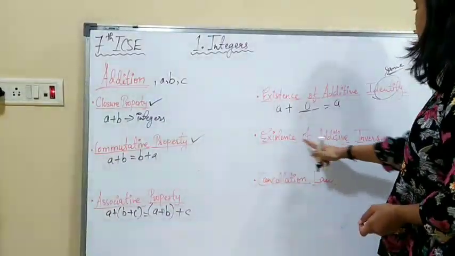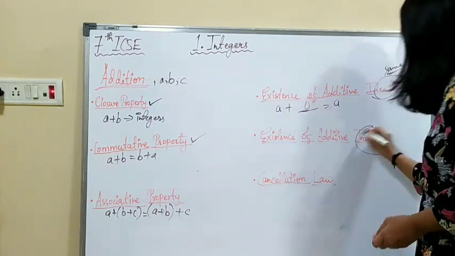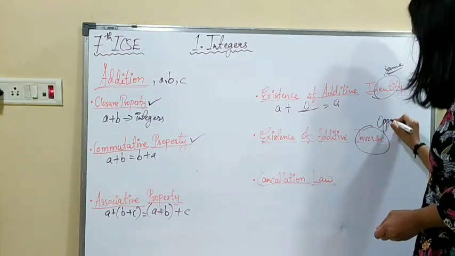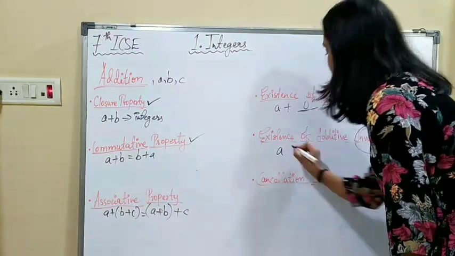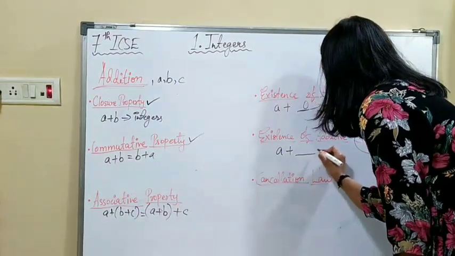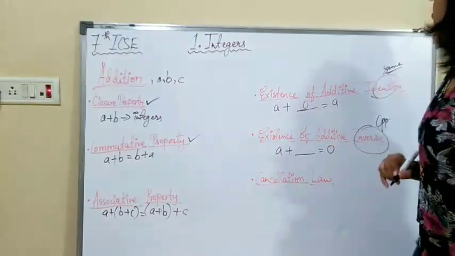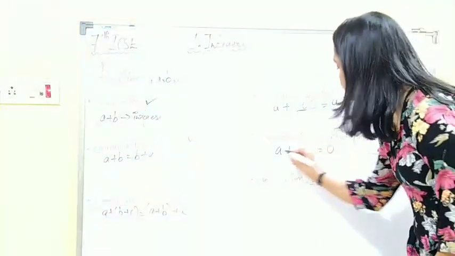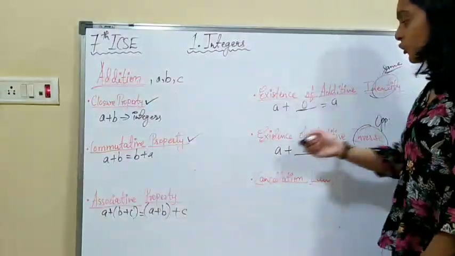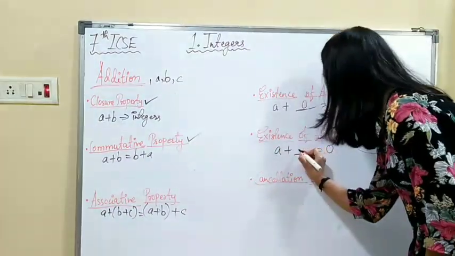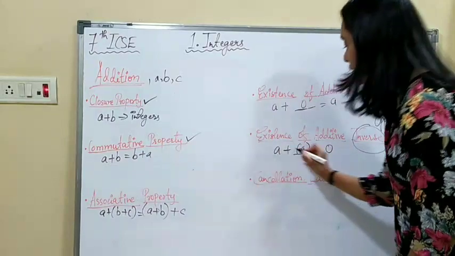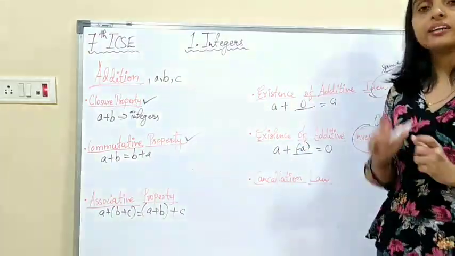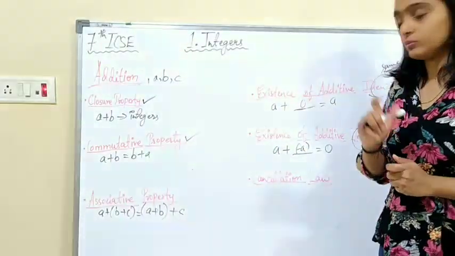Now what is existence of additive inverse? Inverse means opposite of a number. So what should be added to an integer a to get 0 as the answer? Adding the opposite of the same integer, that is, adding minus a to it. So a and minus a are said to be additive inverse of each other.